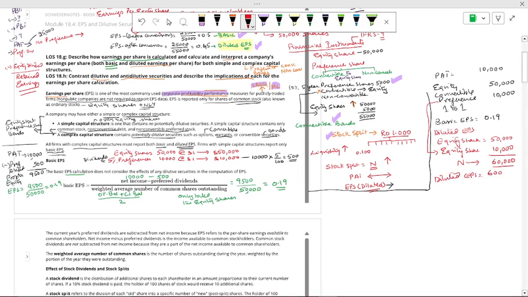Now I see where I made a mistake. 50,000 divided by the number of shares, which is 60,000. It comes to how much? 0.83.